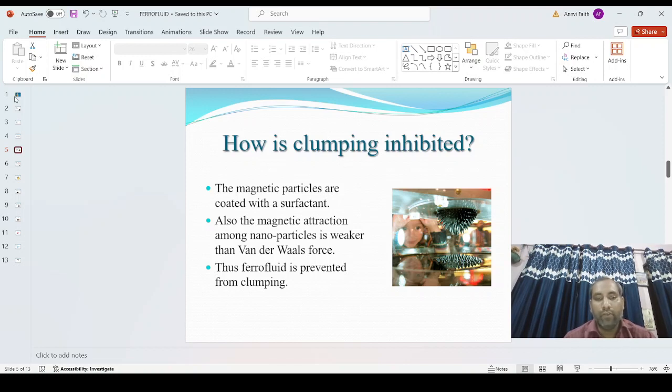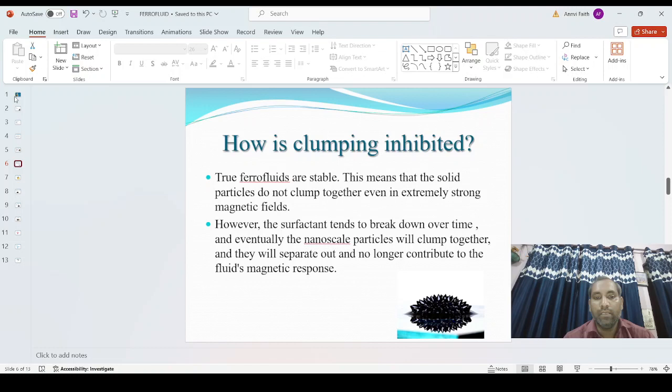So how is clumping inhibited? Basically, as we know, the magnetic particles are coated with a surfactant. Also, the magnetic attraction among the magnetic nanoparticles is weaker than the van der Waals force. Thus, the ferrofluid is prevented from clumping. So, a true ferrofluid is always stable. It means that solid particles do not clump together even in an extremely strong magnetic field.